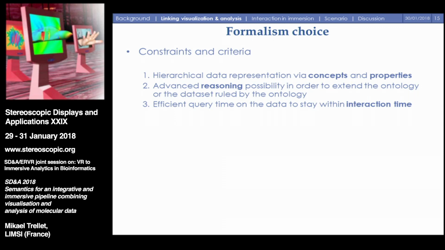Of course, there are many ways to have a semantic representation of knowledge, and we needed to choose a formalism to represent all these concepts. We identified 3 main constraints for our platform. We needed a hierarchical data representation via concepts and properties. I already explained how that works. Then, some advanced reasoning possibilities in order to extend the ontology or the data set whenever you have new information, or even to create new information from the existing information you already defined in your ontology.